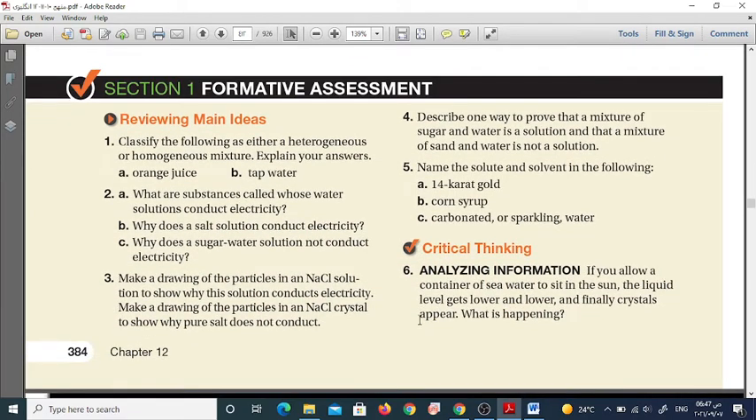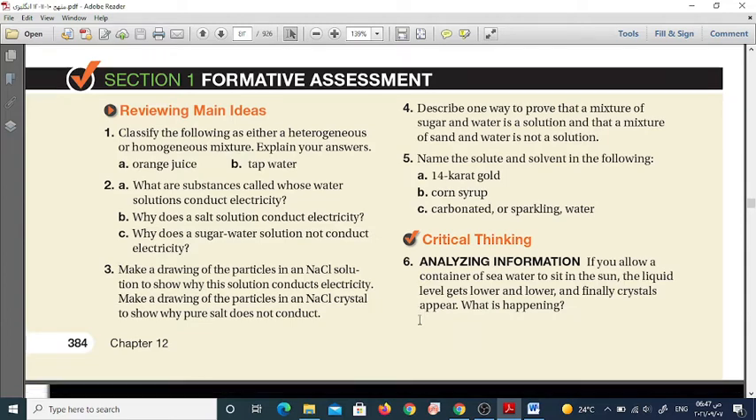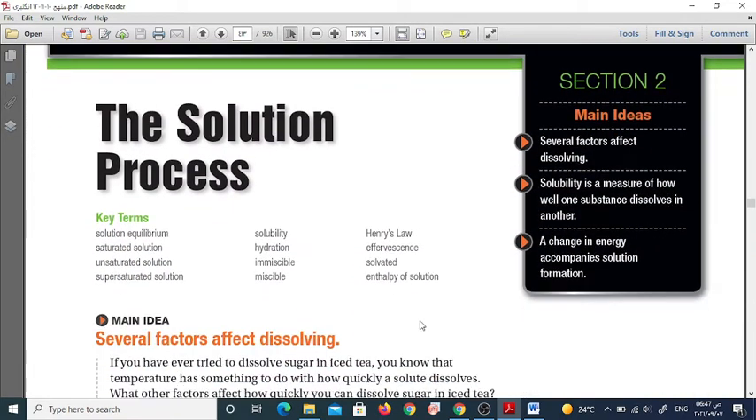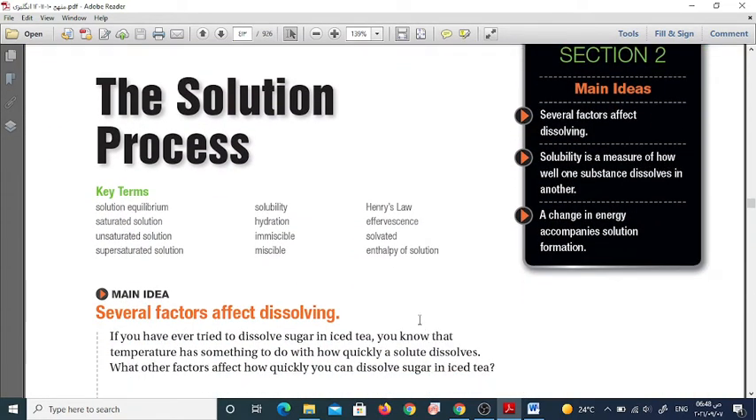Here we have review questions. Actually, I will not spend time here because you will not benefit from these questions. They are not included in Wizari. So we will go to the second section.